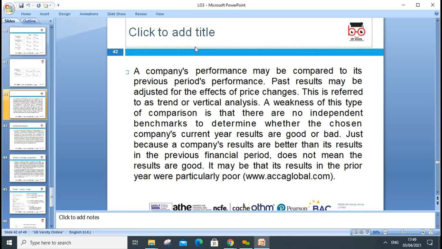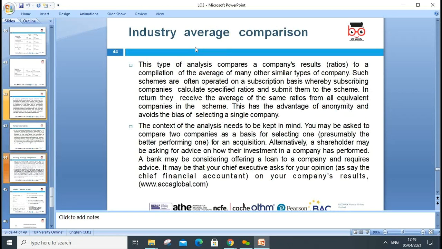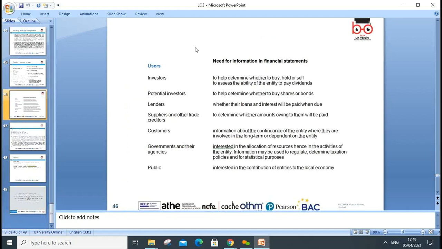Okay, so that's the way we can look at it, and on the basis of this we can decide. We can look at the industry averages as well to compare the companies. We can look at the company's strategy, their plans for the future, their action plan, and then we can decide, helping the investor determine whether to buy or hold. So these are all the users, what information they are looking at and what decisions they are going to make based on the ratio analysis.